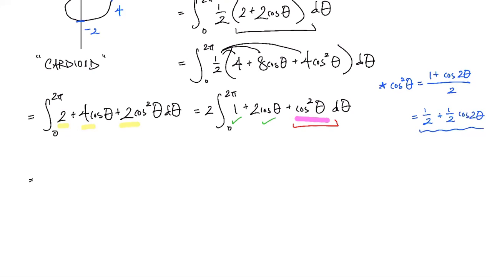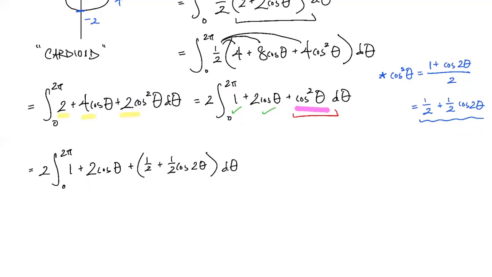So all I'm going to do in this next step, I'm going to keep the 2 in the front, integral from 0 to 2 pi, 1 plus 2 cosine theta plus, but instead of writing cosine squared, I'm going to write 1/2 plus 1/2 cosine 2 theta. So all I've done right now is substitute. Instead of cosine squared, I wrote that formula.